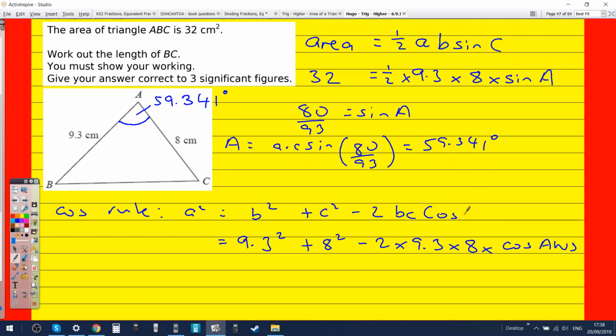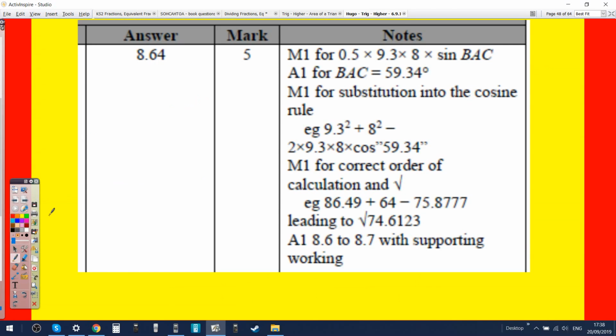So it's two sides and angle between. Yeah. .64 centimeters.